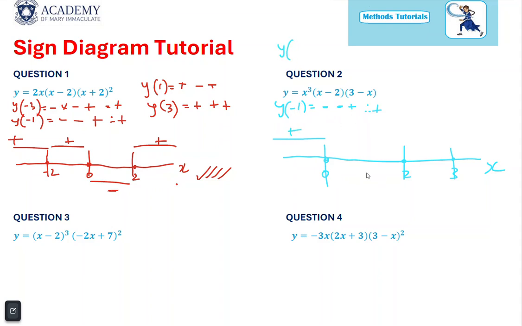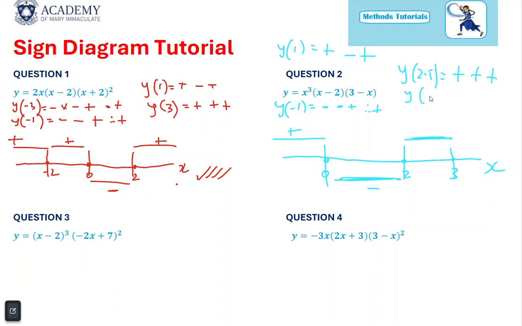Y of, in between here will be 1, will be positive. 1 minus 2 is negative. 3 minus 1 is positive. We're going to be down here at negative. Y of 2.5 will be positive. 2.5 minus 2 is positive. 3 minus 2.5 is positive. So we're up here.